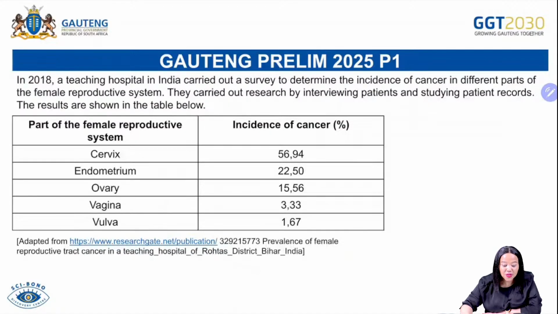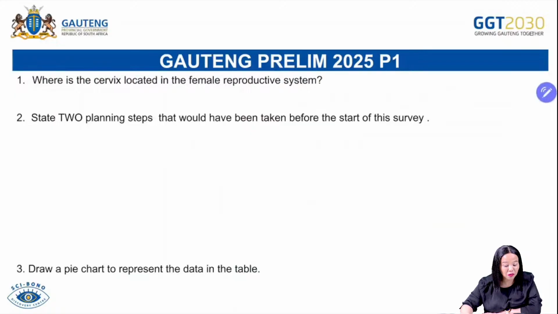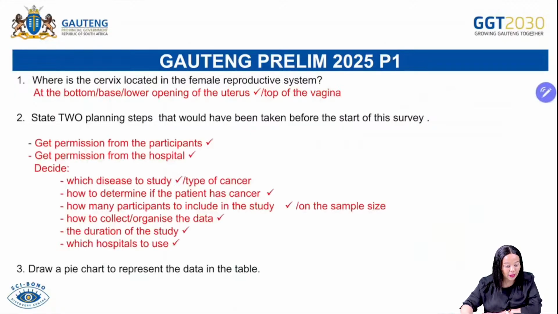They carry out the research by interviewing patients, so that is why it is very important for them to get permission and also studying patients' record. You cannot just study the records of individuals without getting permission from them and also without getting permission from the hospital. The investigator also had to decide on the disease to study, in this case, the type of cancer to study. They had to decide on the duration of the study.